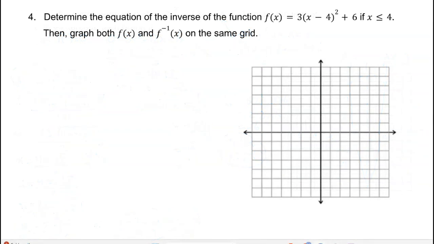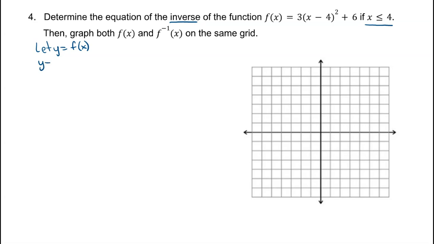Question number 4 now says, determine the equation of the inverse of the function f of x equals 3 times x minus 4 squared plus 6 if x is less than or equal to 4. And that is very important for this question. It then says, then graph both f of x and the inverse on the same grid.